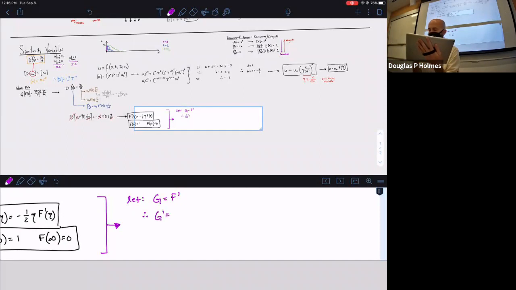G prime equals negative 1/2 eta G. This is nice, it's the first order ODE. This has a very general and well-known solution, which is that G is equal to some constant, alpha, times e to the negative eta squared over 4.